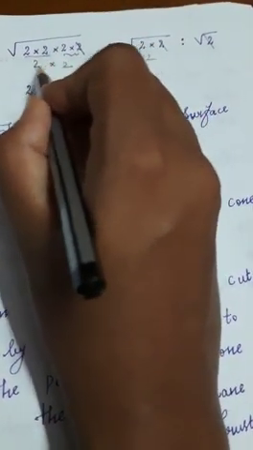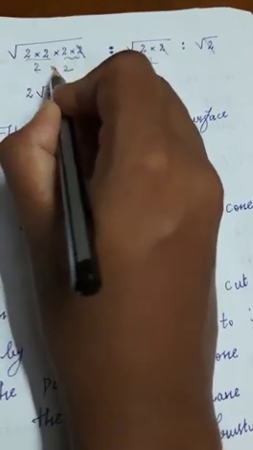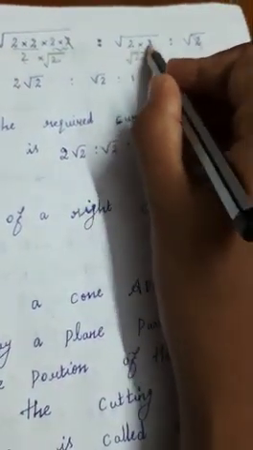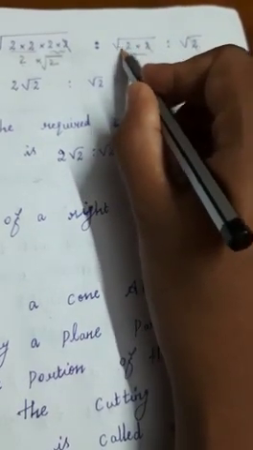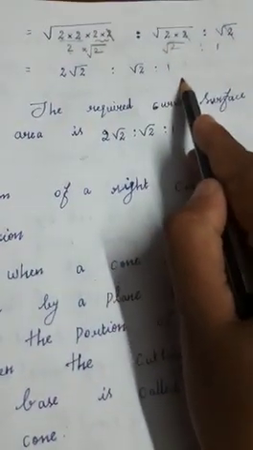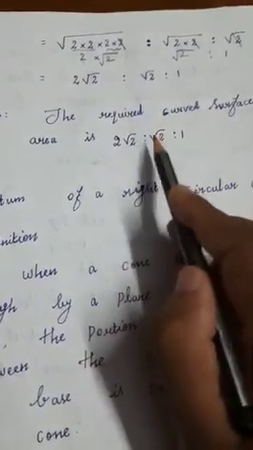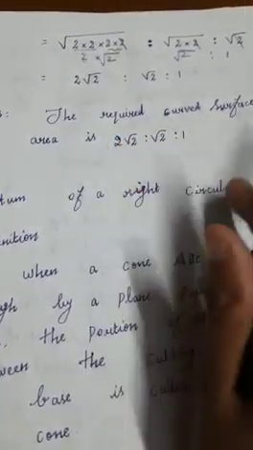Okay, so what remains? Now see, 2 twice, instead of one 2 you can take outside, into square root 2 it will come. Here, one root we have cancelled, so then square root 2 is 2, if you cancel it, 1 will come. So that is the answer: 2 root 2 is to root 2 is to 1. The required ratio of curved surface areas is 2 root 2 is to root 2 is to 1. Okay, so that is the answer. Thank you.